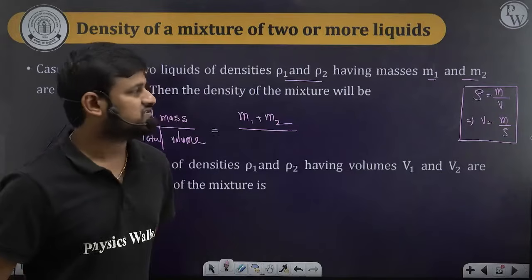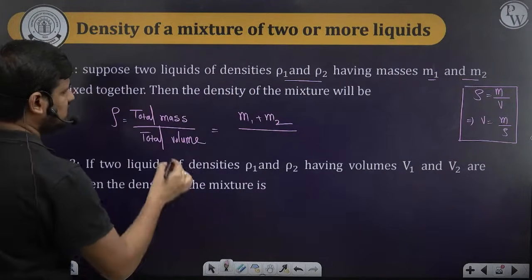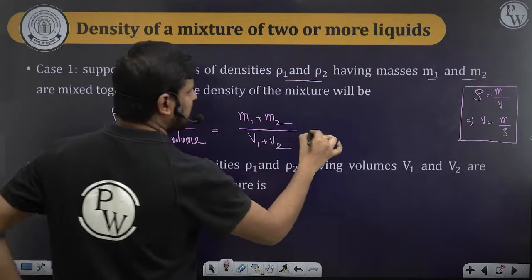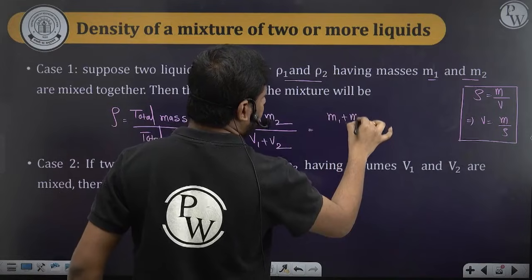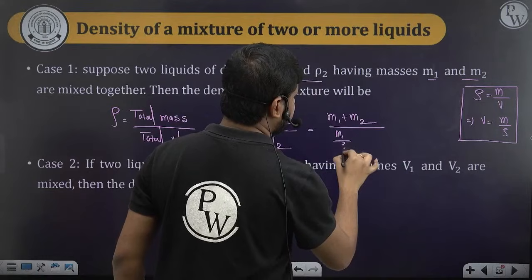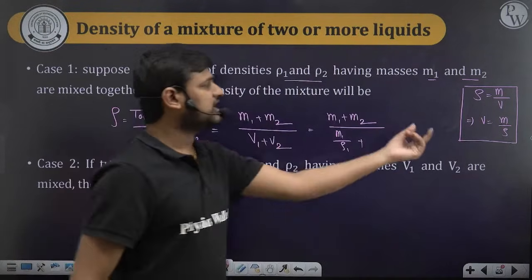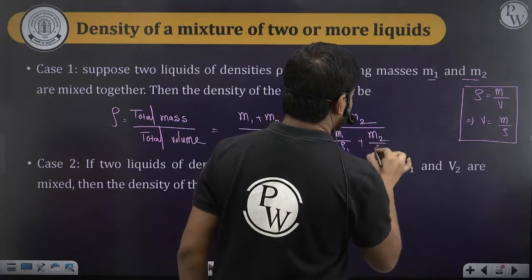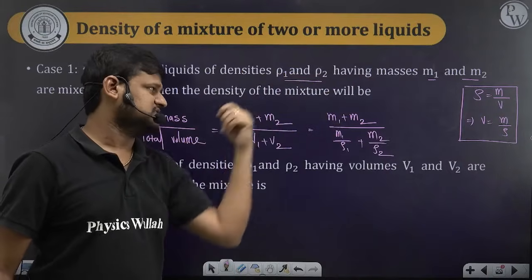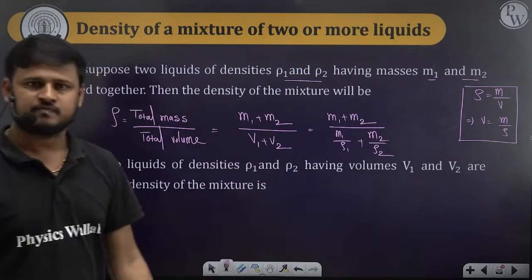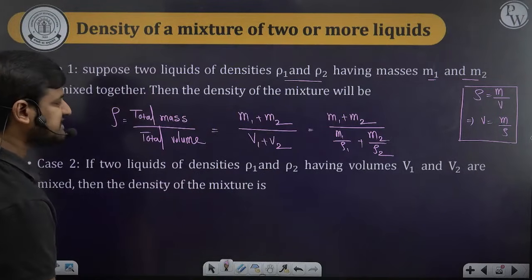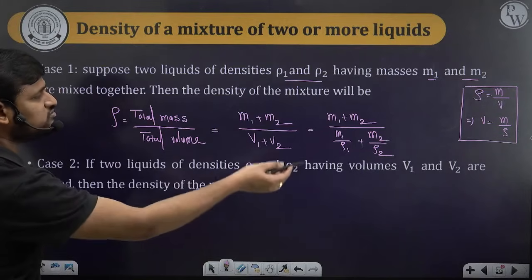So the volume is equal to mass by density. So in place of volume, V1, V2, I am writing M1 plus M2 by, in place of V1, M1 by ρ1 plus, in place of V2, M2 by ρ2, because the given statement is in terms of only the densities and masses. So I am eliminating the volume term. Clear?